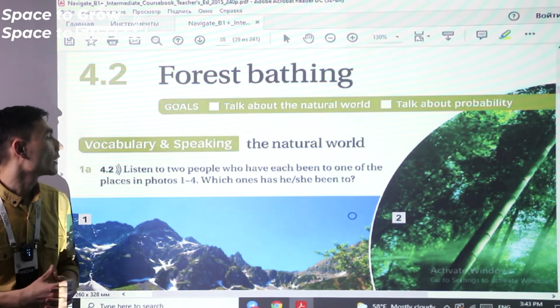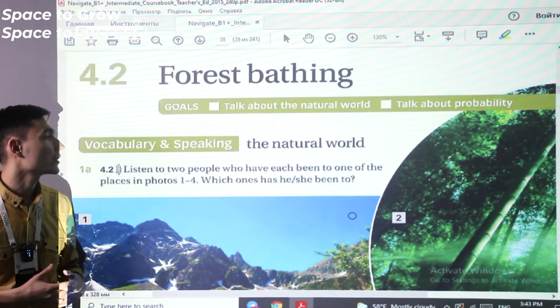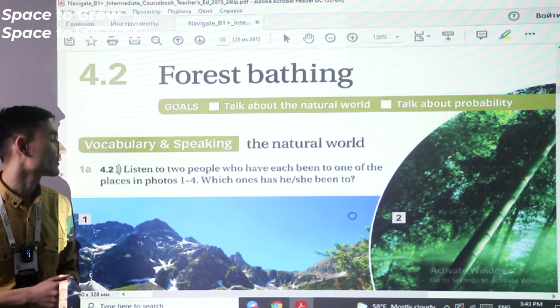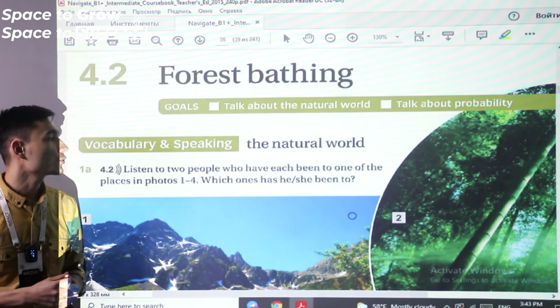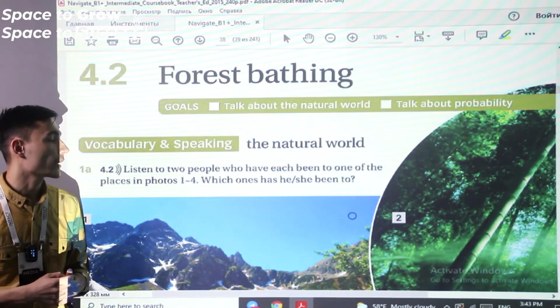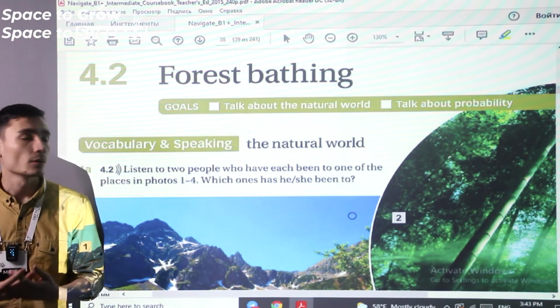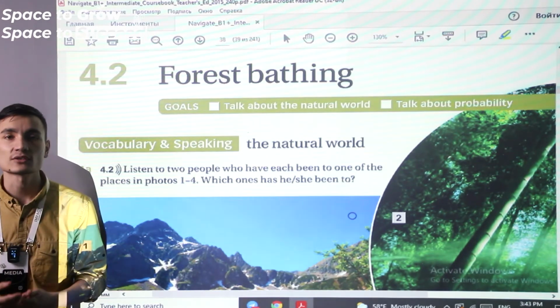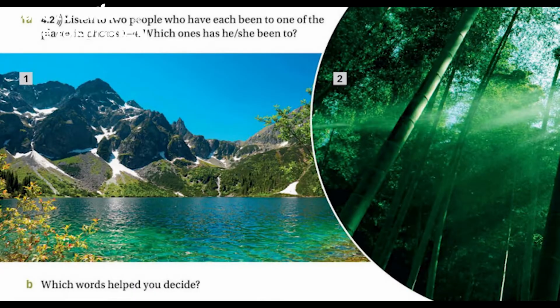Exercise 1A. Listen to two people who have each been to one of the places in the photos 1 to 4. Which one has he or she been to? Pause the video and try to do this exercise in a written form. Audio 4.2.